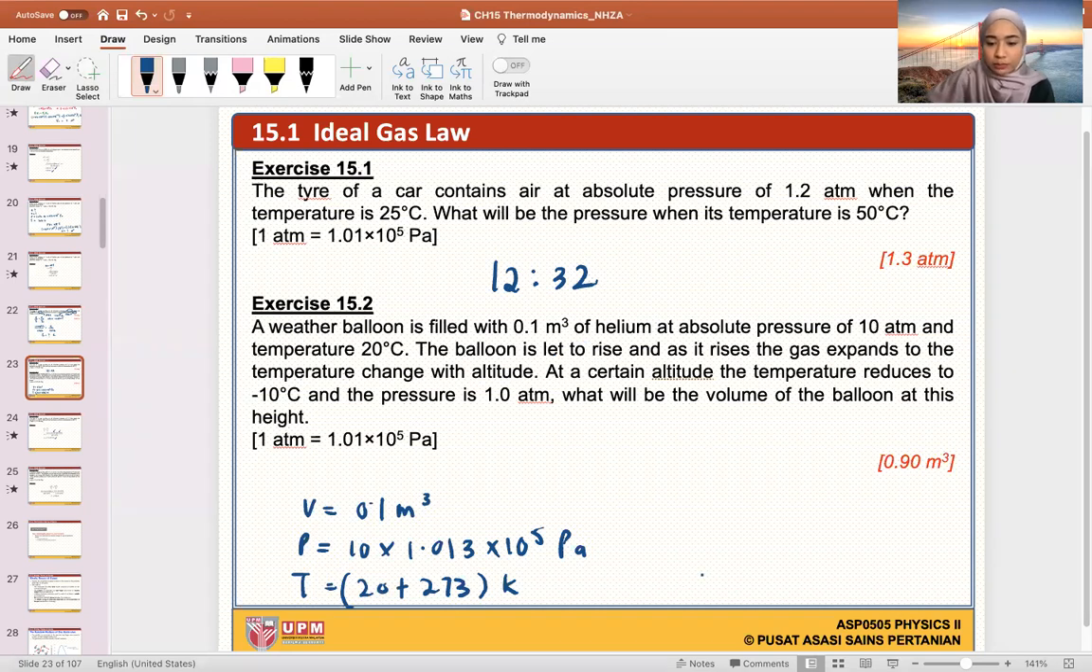the balloon is led to rise. Mula-mula dia dekat sini, lepas tu dia naik atas. As it rises, the gas expands. The V increases when it rises. Okay, the gas expands, and the temperature changes with altitude. T also changes. So V changes, T also changes. Delta V, delta T. The temperature reduces to minus 10 degrees Celsius. So T is minus 10 plus 273 K.